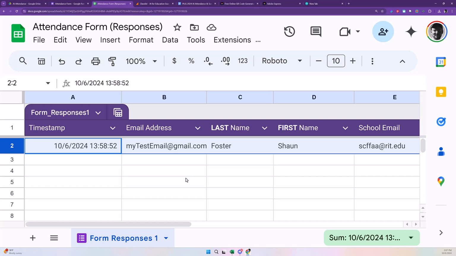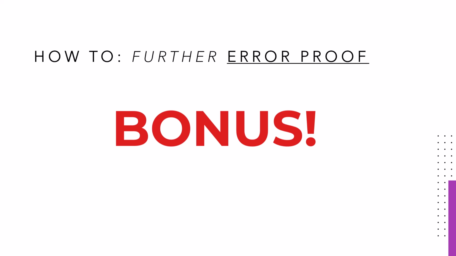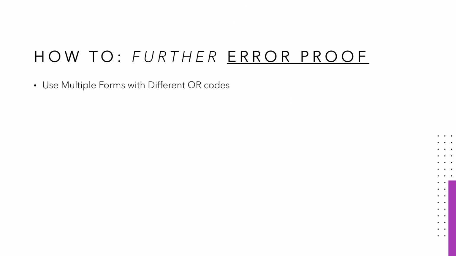All right, I mentioned that there were 2 additional bonuses that I was going to include. Here's the bonus, how to further error-proof this workflow. You could use multiple forms with different QR codes. You could also have a 4th field with a featured picture of the day input. What do I mean by that? You could specify a picture, then every student who's actually there could type in what the picture is. And that could be a way of error checking.